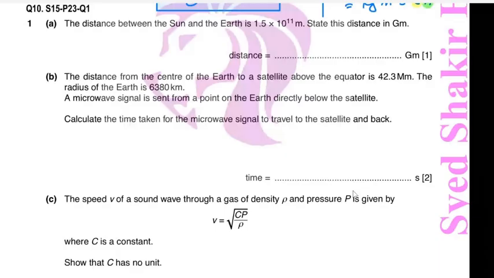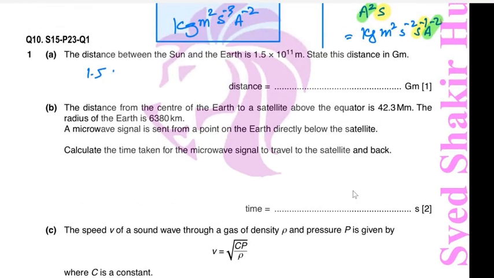Summer 2015, paper 2-3, question 1. The question says, distance between sun and the earth is 1.5 exponent 11 meters. State this distance in gigameters. So it's 1.5 exponent 11. You need to give it in gigameters.